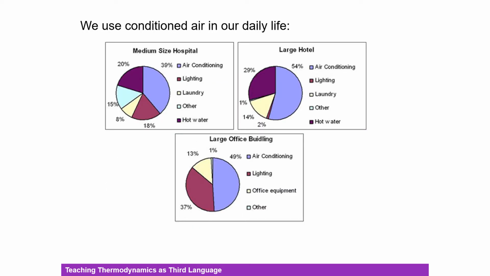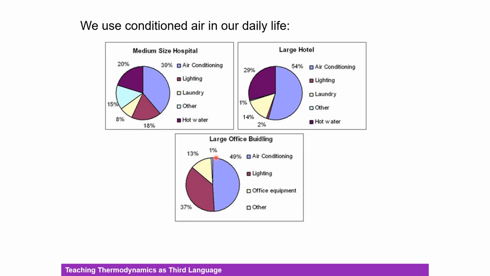Now, if you look at this diagram, it shows that we use conditioned air in our daily life. If you have a medium-sized hospital, the energy usage is shown here in a pie chart, and you will see that air conditioning constitutes almost about 40% of the energy used. In a large hotel, air conditioning can constitute almost about 54% of the total energy used for that premise. In a large office building, 50% of the energy bill comes from air conditioning alone.